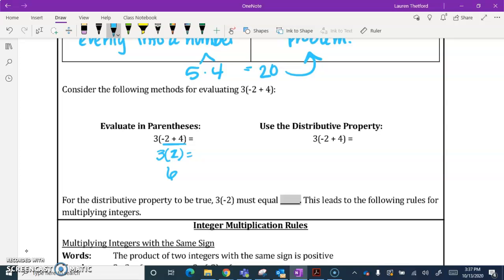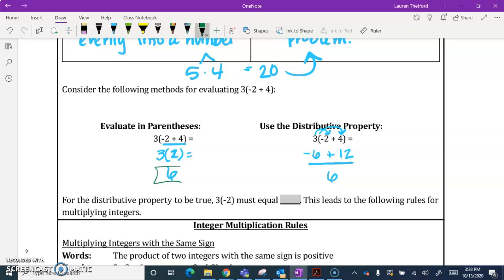Using the distributive property, which you should have learned a little bit about last year, it means that we're going to take this 3 and we're going to multiply it to everything on the inside of the parentheses. So 3 times -2, we keep our negative, and that's a 6. 3 times 4 is positive 12. And then we have -6 plus 12. These are different signs, so we subtract. 12 minus 6 is 6, and it is positive because my 12 is positive.